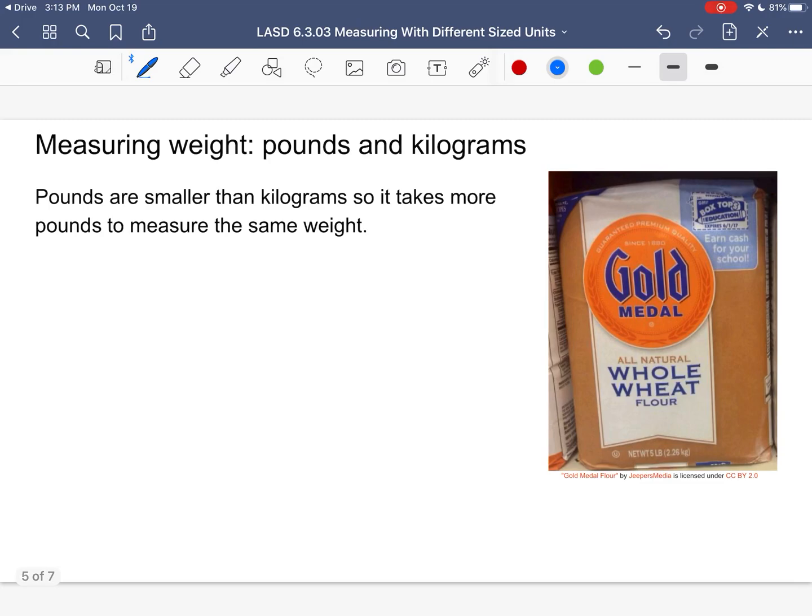And if you're comparing weights with pounds and kilograms, pounds are smaller, so it's going to take more pounds. So looking at the bag of flour here, it's going to take 5 pounds to measure this bag of flour, whereas in kilograms it's just 2.26 kilograms.